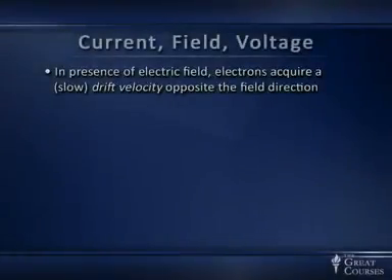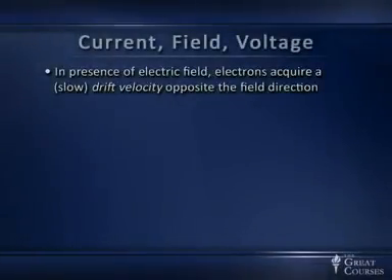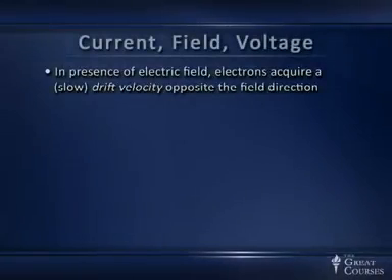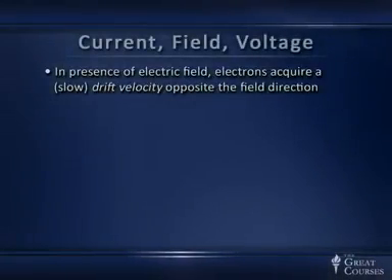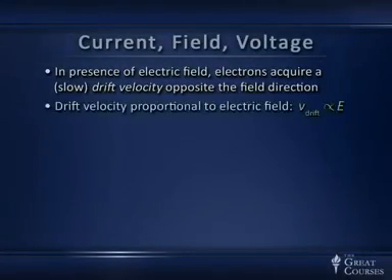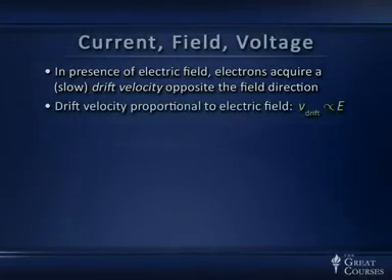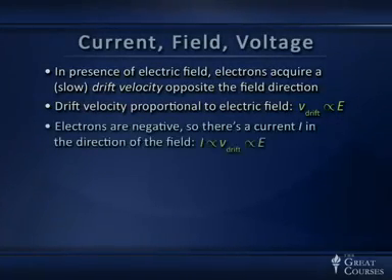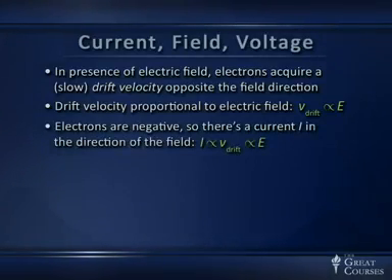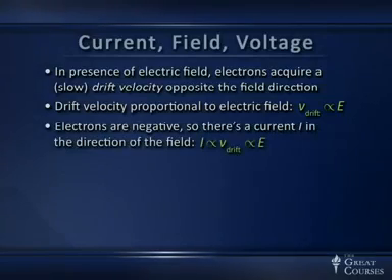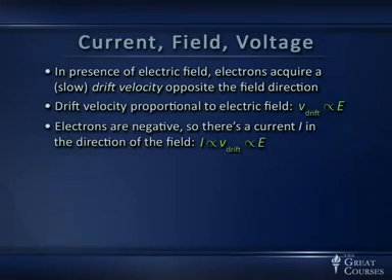In the presence of the electric field, as I indicated, the electrons acquire this slow drift velocity, and because they're electrons and they're negative, it's opposite the direction of the field. And the drift velocity will be proportional to the electric field. Bigger the electric field, the bigger the little bit of change that develops in the rapid random thermal motion of those electrons. The electrons are negative, so there's a current in the direction opposite the field. So current is proportional to this drift velocity, but with a negative sign. It's proportional to the opposite of the electric field.